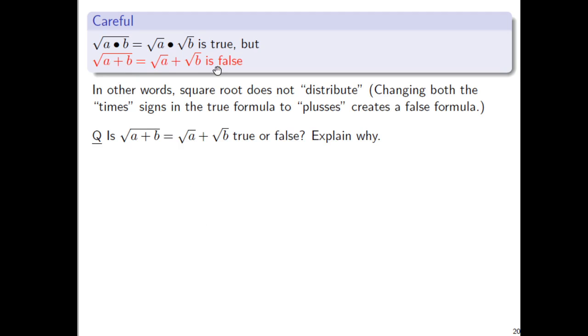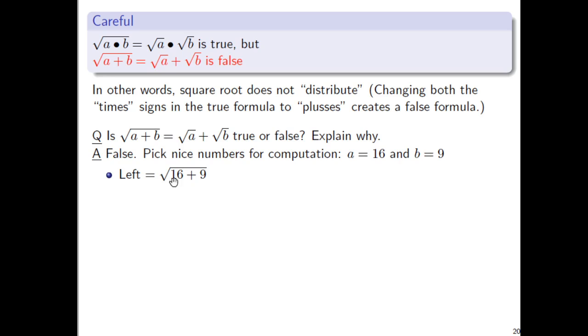Let's just make sure. So a typical question. I know it's already up here in red that this is false, but let's just form this as a typical question for a quiz, for instance. Is root a plus b equal to root a plus root b? True or false? Explain why. We already saw it was given away that this is false, but let's pick some nice numbers for computation. For instance, I'll pick a equals 16 and b equals 9, and the left side is root 16 plus 9.